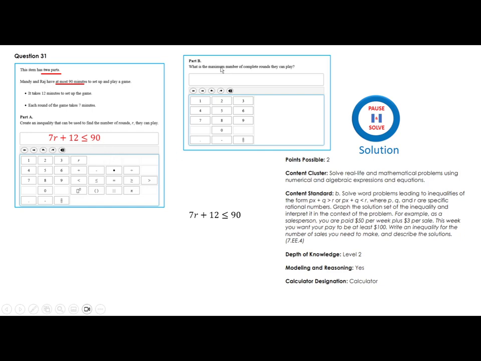Now they are asking what is the maximum number of complete rounds they can play. So you have to solve this. Go, you subtract 12 from both sides. You get 7R less or equal 78. Now you divide by 7.